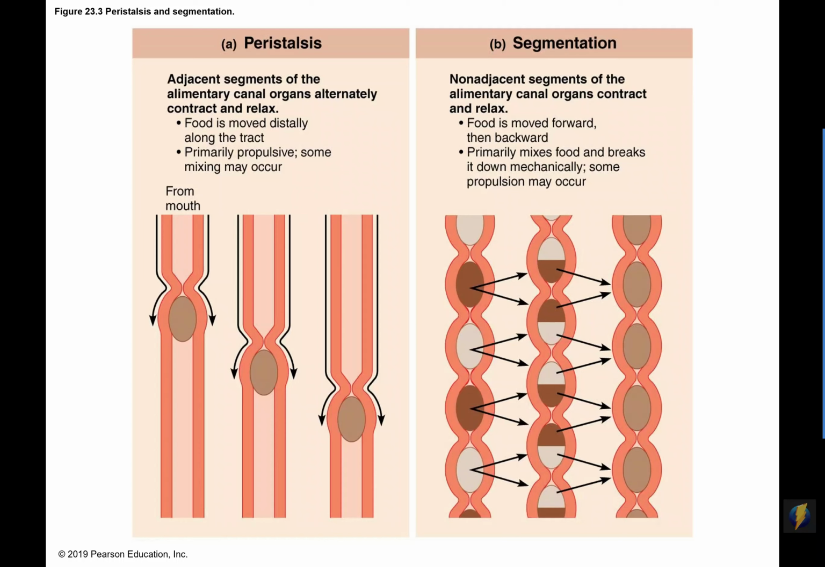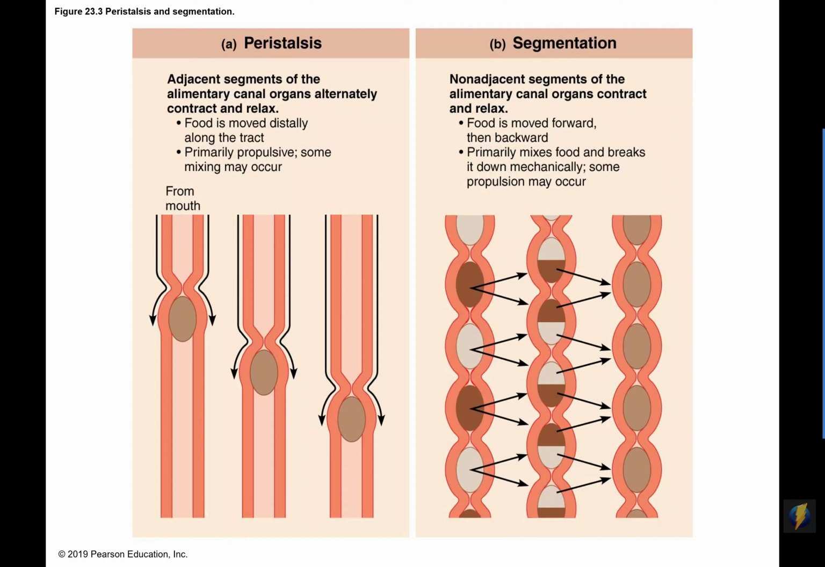Segmentation is about mixing the food. So the food moves backwards and it moves forwards. The muscle in the walls contracts alternately with relaxation, contraction, relaxation, contraction, relaxation. Whilst in segmentation some propulsion may occur, meaning the food is moving through the GI tract, segmentation is primarily about mixing the food and bouncing it off each other and off the walls of the GI tract, which helps break the food down physically.